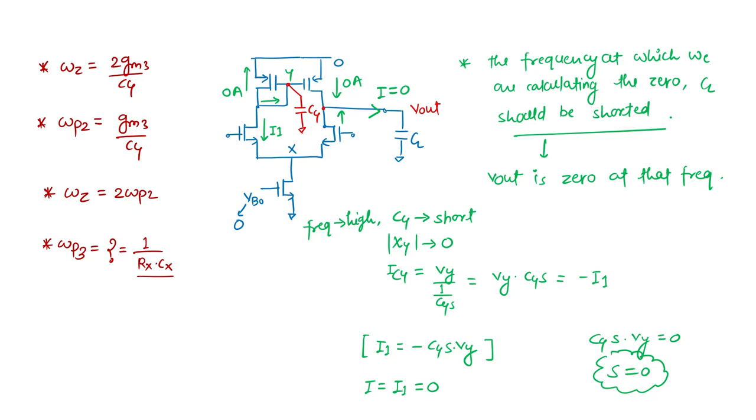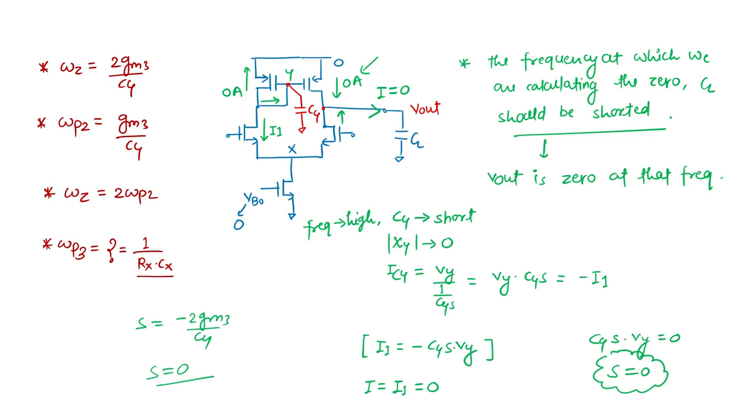So instead of getting any finite value of S, which was previously coming as 2gm3 by Cy, we are getting S as 0. It is happening because we don't have two paths now. This upper path has zero current, only one path is available here, and making the current equal to zero is not a proper way of doing this analysis.